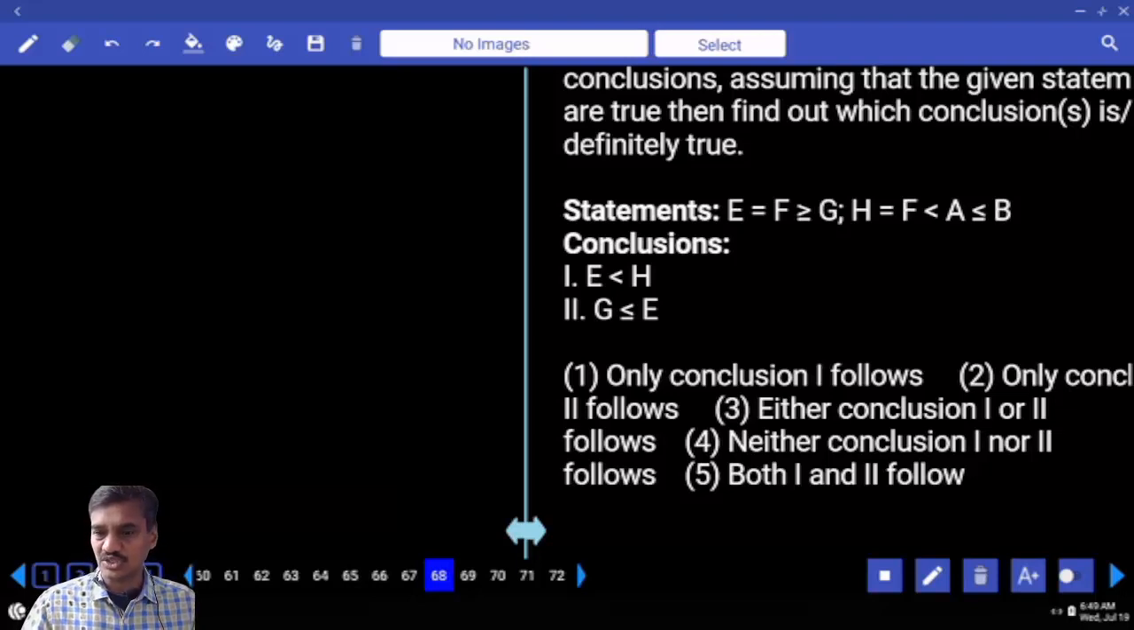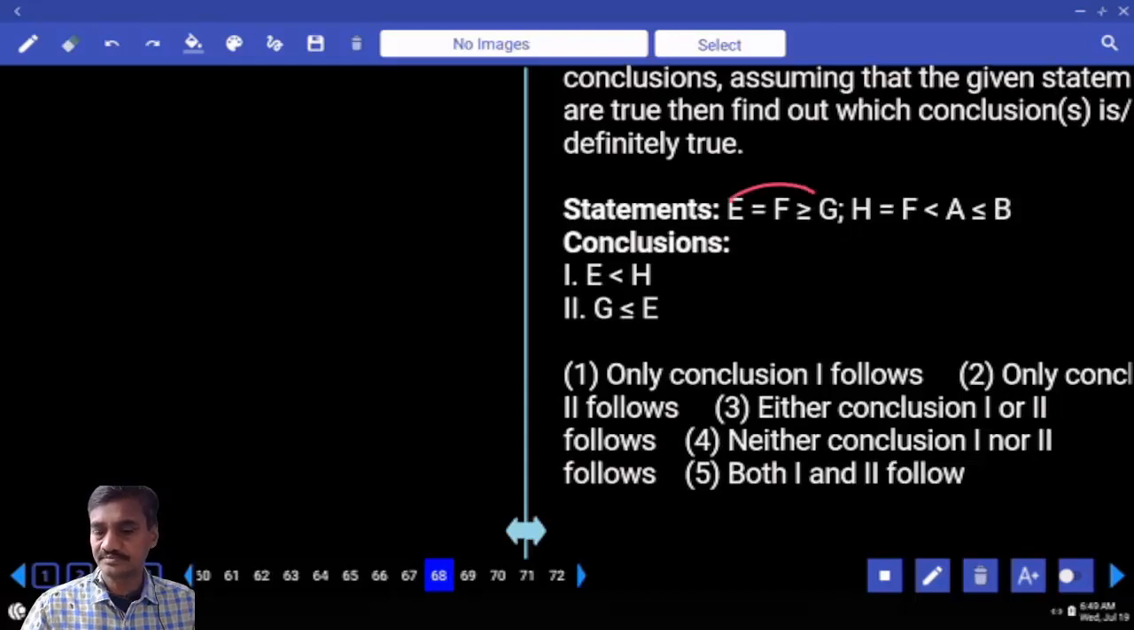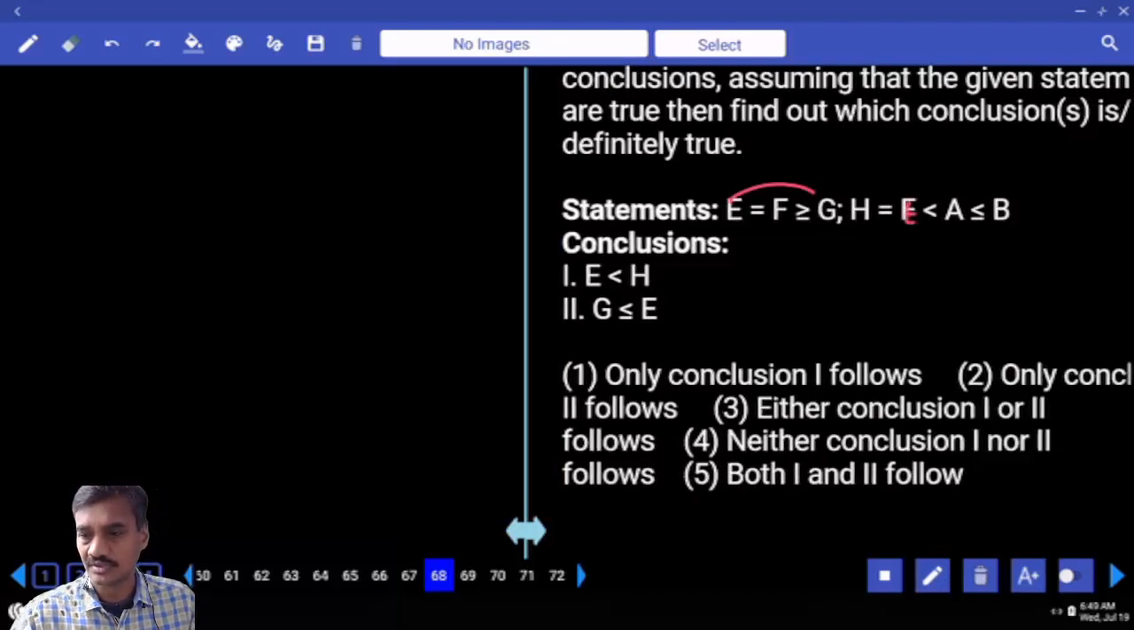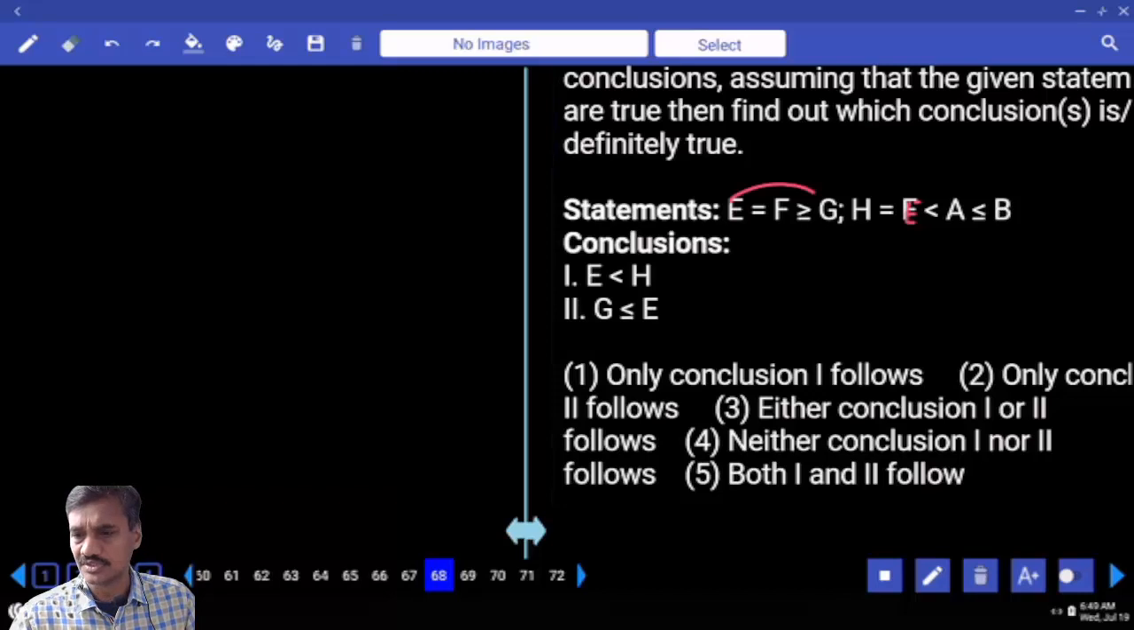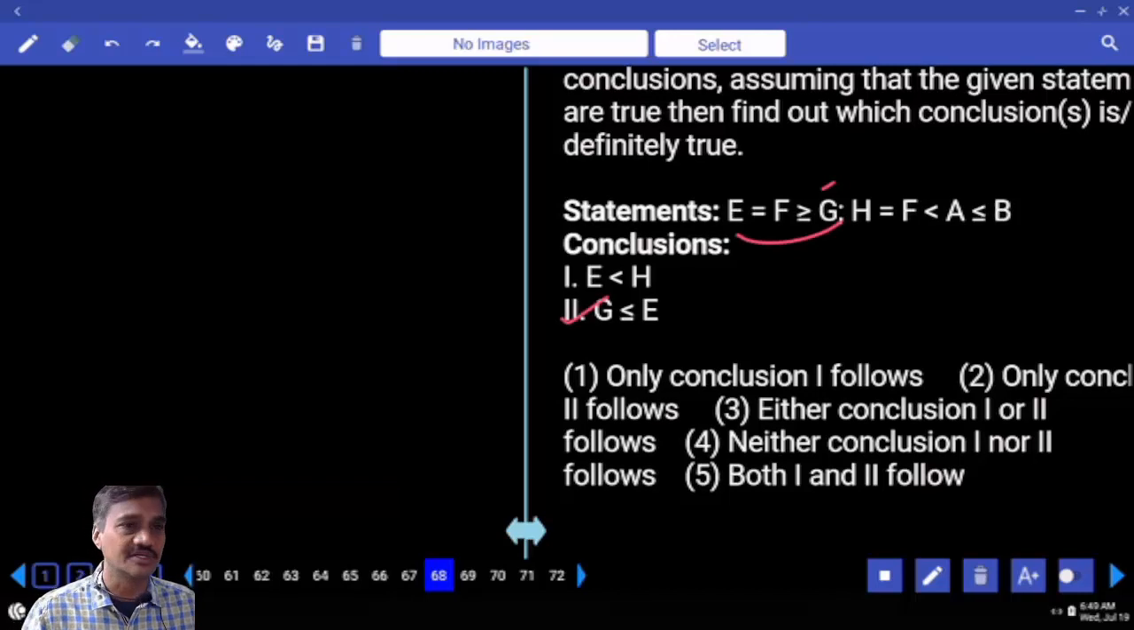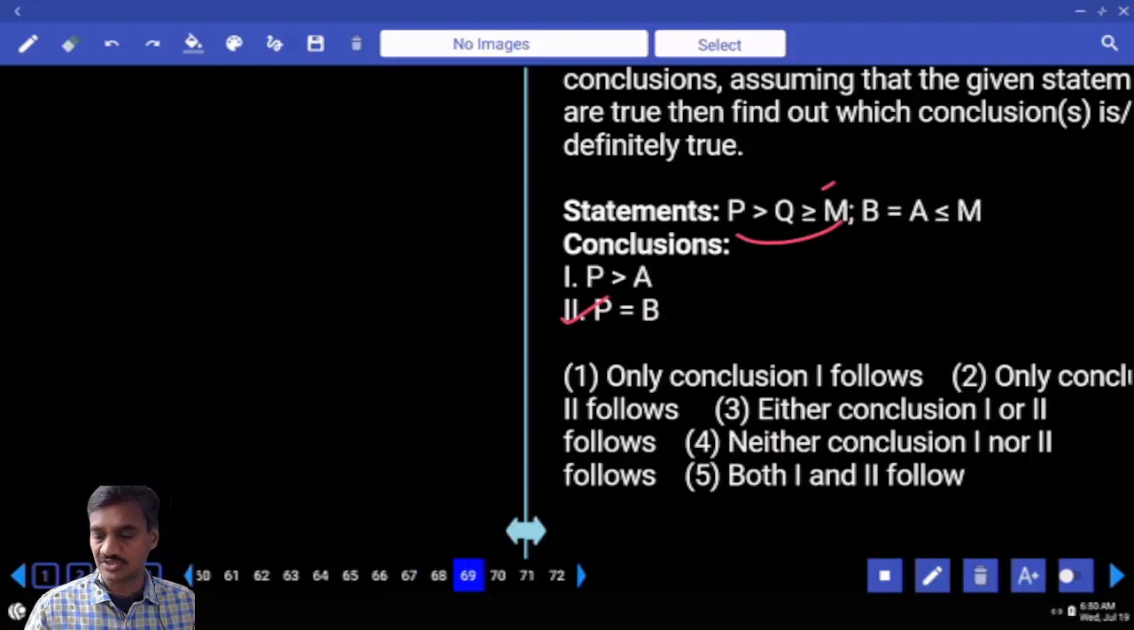Then coming to the 68, the relation between E and H, and G and E. Now check out G and E, E to H, E to G, and E to F. E equals to F, hence E equals to F, and E to H. Now E to H, E equals to F means E lesser than H is definitely false. And next one, G lesser than or equals to E. Now G is here, and E is here, E greater than or equals to G means G lesser than or equals to E, definitely true. And so only two follow, choice two, question number 68.